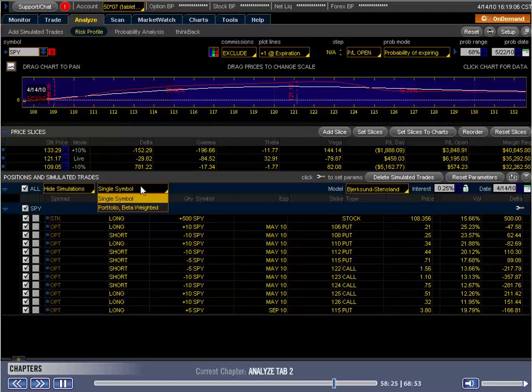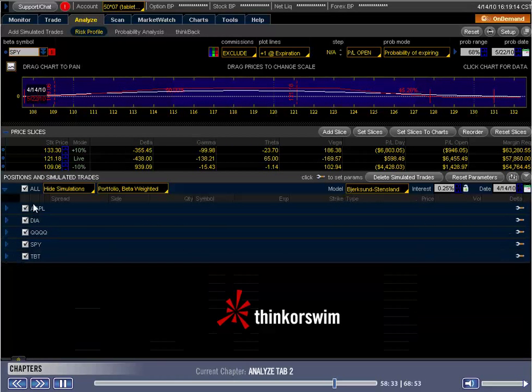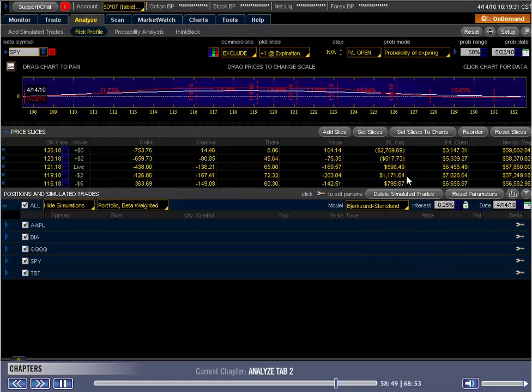Then I will change my entire analytics tab from single symbol to portfolio beta weighted. What that is going to do is bring up my Apple, Diamond, Q, Spider, and TBT positions and aggregate them for me here in the Analyze tab. So it shows me my live Greek risk here, up 10% or down 10% risks. But I'm going to go into set slices to $2 and $5 out of the money.